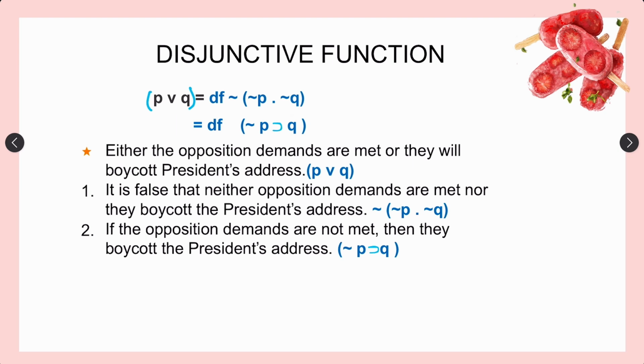Now let's see the example. I have taken most of the examples from the textbook of logic by Krishna Jain. The example given is: either the opposition demands are met or they will boycott the president's address. This will be P and this will be Q. So it comes in the form P wedge Q.